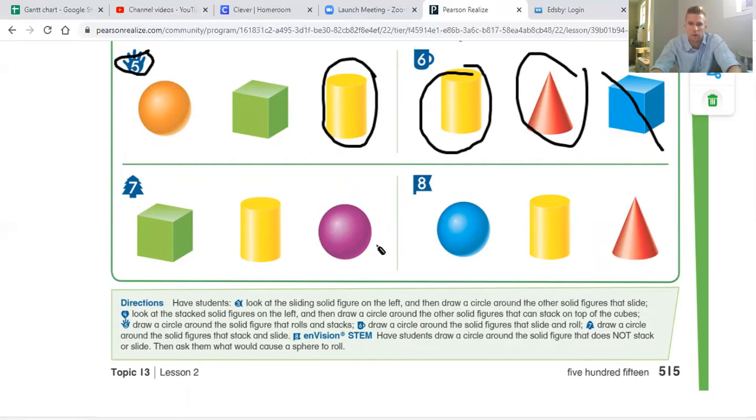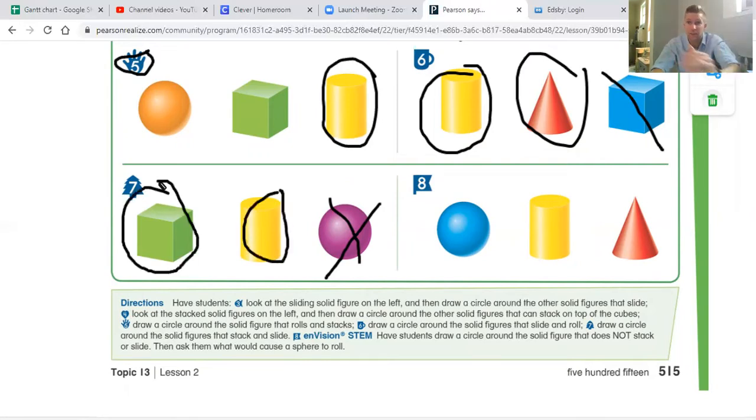Can a sphere stack? No. Can a sphere slide? No, it does not slide, it rolls. What about a cylinder? Can a cylinder slide? Yep, 2-finger test. Can it stack? Yes, it can. And what about this cube? Yes, it does. It stacks and it slides.